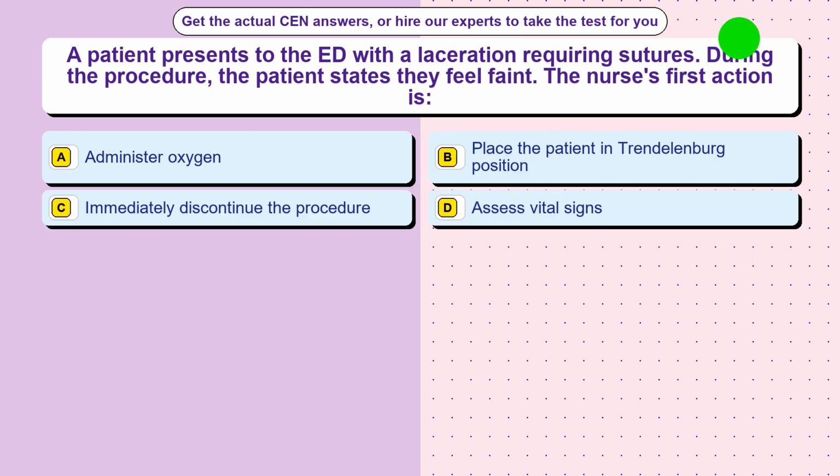Question 50. A patient presents to the ED with a laceration requiring sutures. During the procedure, the patient states they feel faint. The nurse's first action is: Option A, administer oxygen. Option B, place the patient in Trendelenburg position. Option C, immediately discontinue the procedure. Option D, assess vital signs.